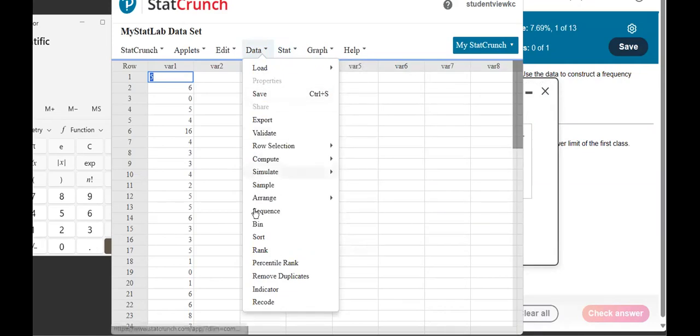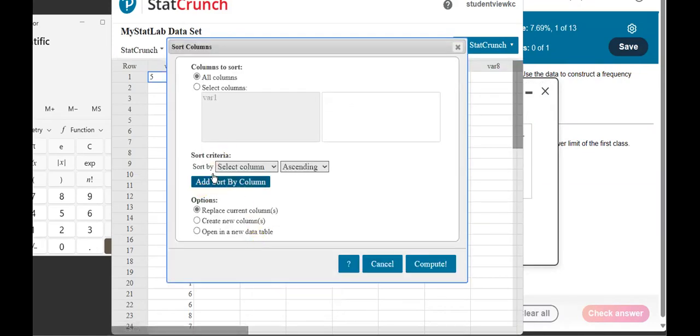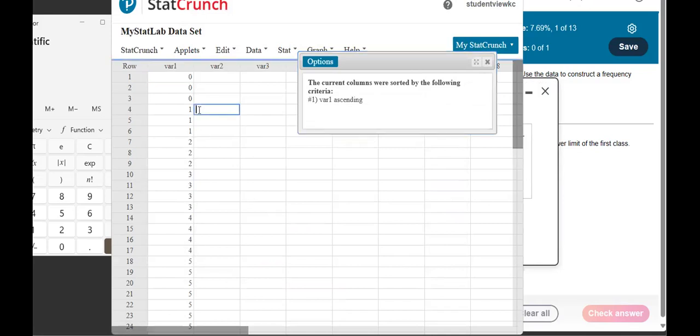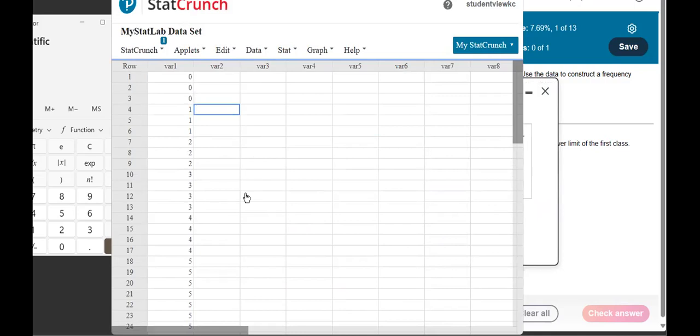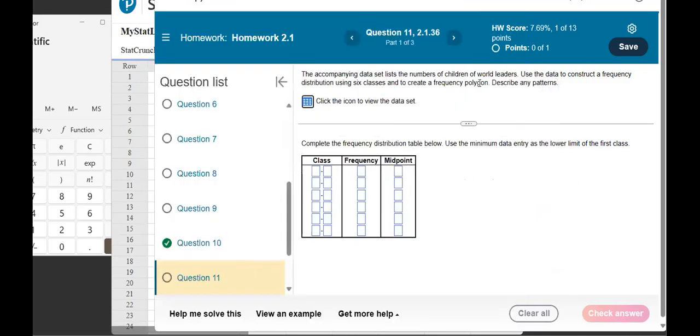I'm going to go to Data, Sort, and select the column they're in, and have it replace the current column instead of making a new one. It's just going to sort it from smallest to biggest. This is much easier, and the reason I want smallest to biggest is because I need to figure out what my class width is. StatCrunch could figure it out for you, but it may not be the one that you want, because in our question here we specifically want 6 classes.